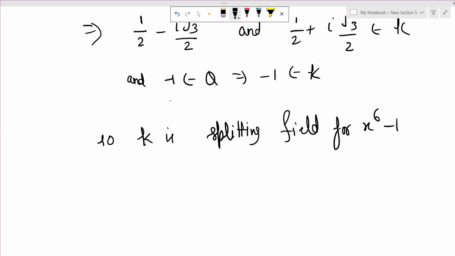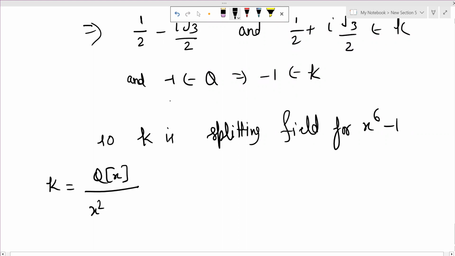But what is K? K is basically this field, Q[x] mod x square plus x plus 1. This polynomial I already checked above is irreducible, since it is a 2-degree polynomial and its roots are not there. So this is the irreducible polynomial, the minimal polynomial, and the ideal generated by it will be a maximal ideal. So it will be a field.